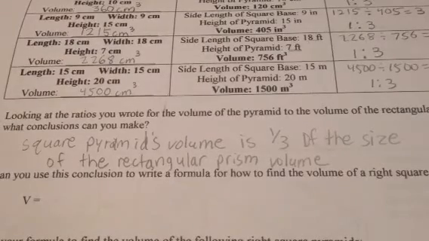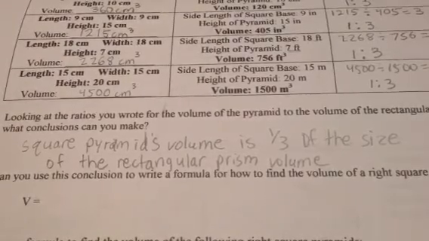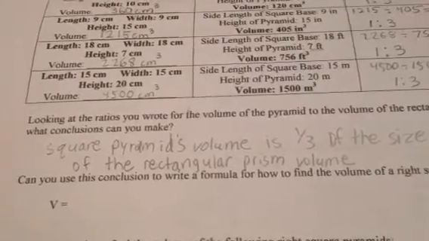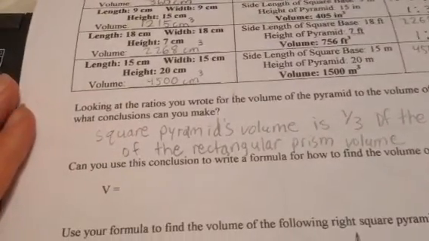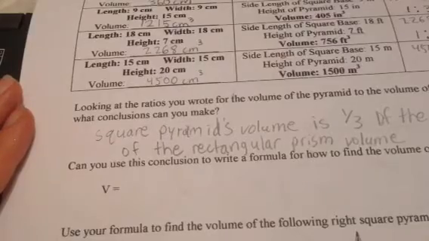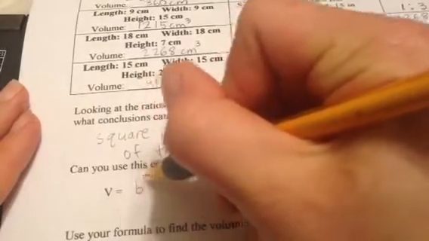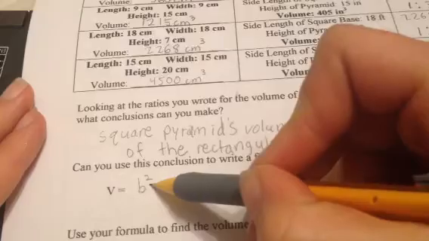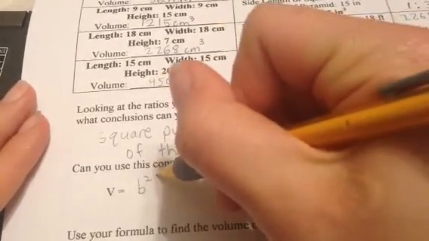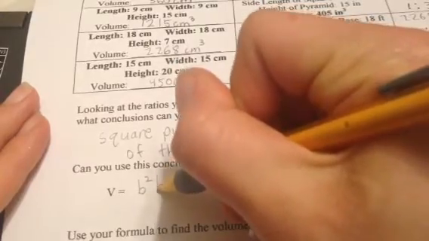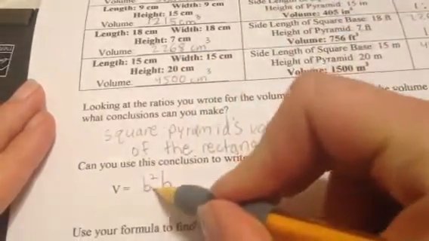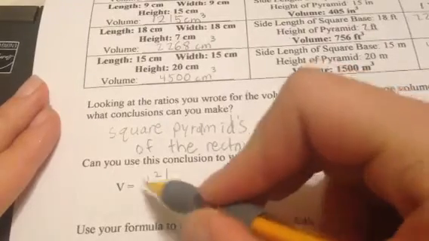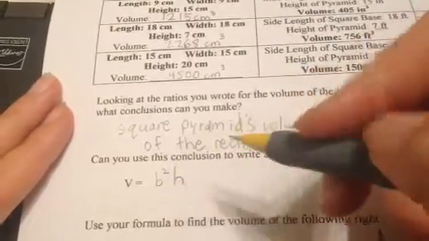So what we want to do is use this conclusion to write a formula for the right square pyramid. Let's start by writing what we know about the square pyramid. We know we need to find the area of the base, so we have the base squared. Instead of length times width, we're going to use base squared this time. And then we know that we then need times height, because the two lengths are the same.